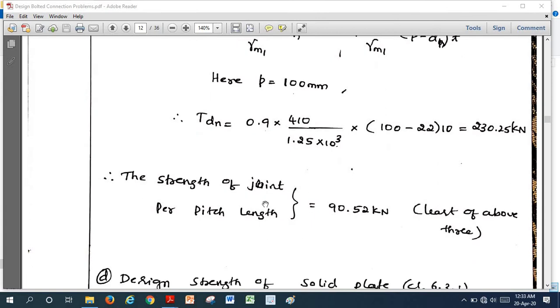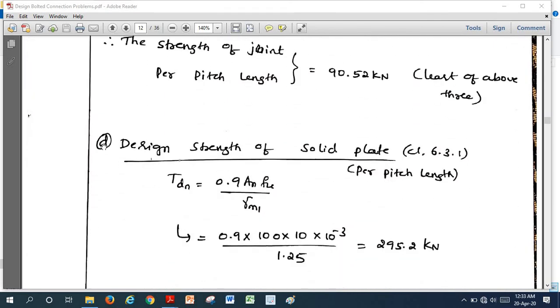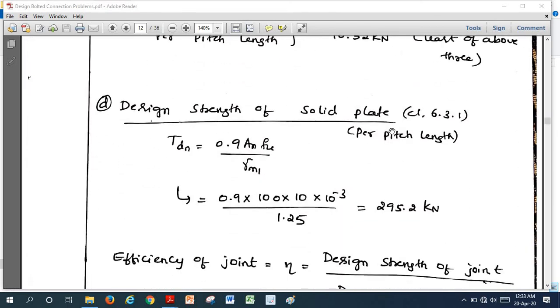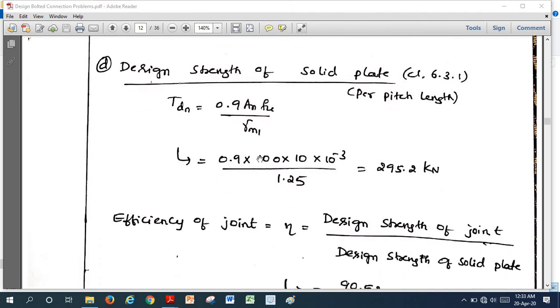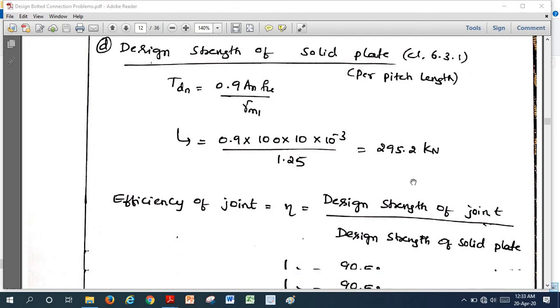Now the strength of the joint per pitch length will be the least of the above three: shear, bearing and tensile strength, that is 90.52 kN. Now calculate the fourth one, the design strength of the solid plate. Assume that there is no joint and no bolt holes per pitch. Again we should calculate per pitch length. So A_n becomes 100 into 10 mm, that is b into t. Here b is nothing but p. You get 295.2 kN.